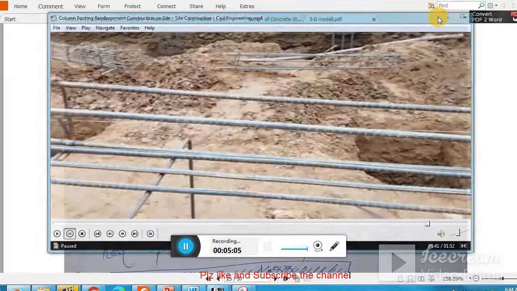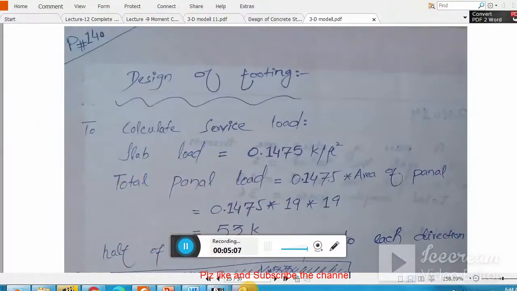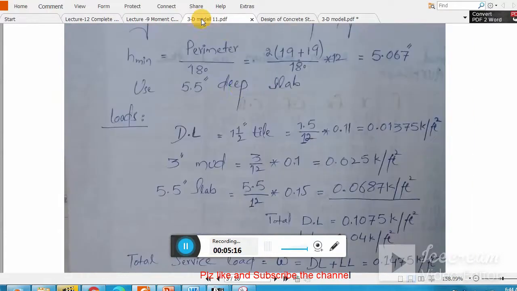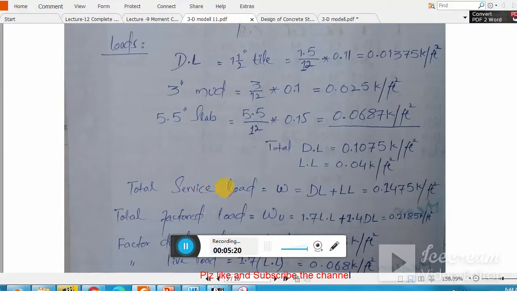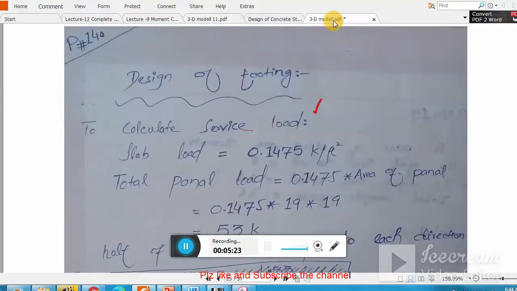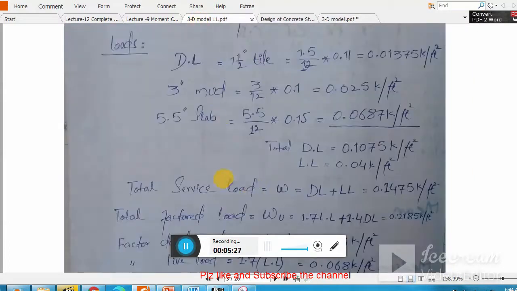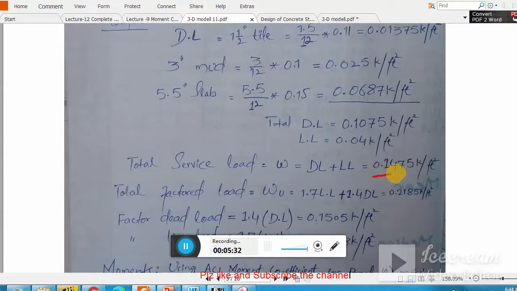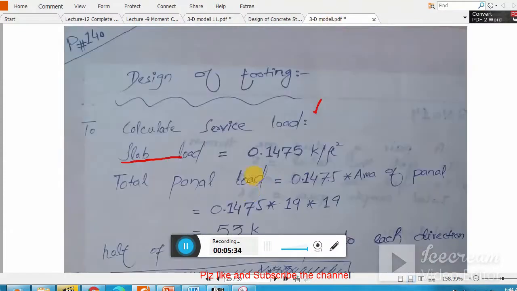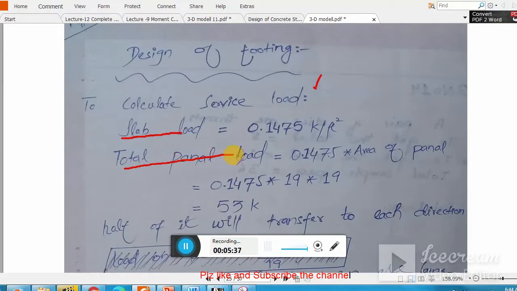Now let's start our calculations. For the design of footing, we need the service load. At the beginning, in lecture 2, I discussed why we calculate the service load: because we need it in the design of footing. You see here the slab load, that is the service load, which we already calculated in lecture number 2. Clear? The next one is the total panel load.